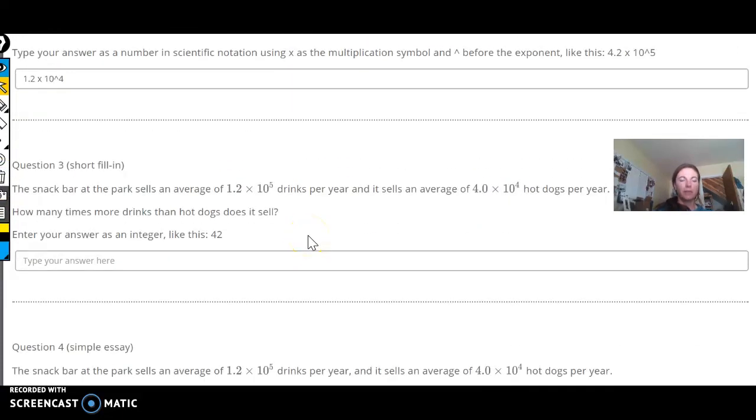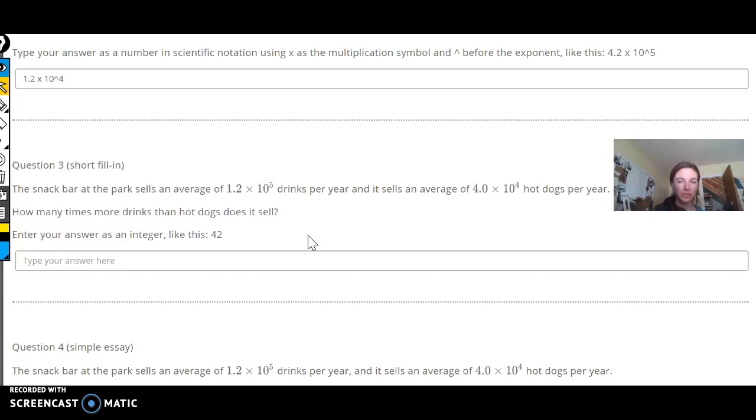The snack bar at the park sells an average of 1.2 times 10 to the 5th drinks per year, and it sells an average of 4.0 times 10 to the 4th hot dogs per year. How many times more drinks than hot dogs does it sell?